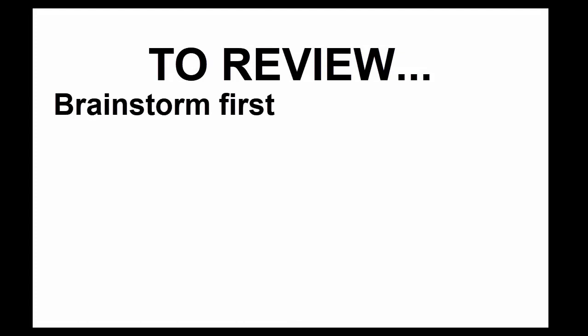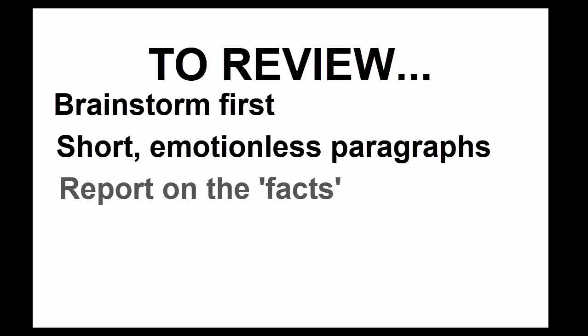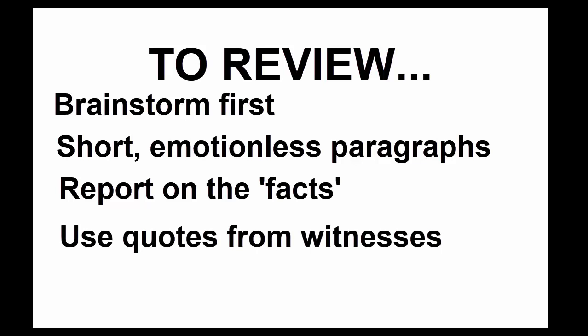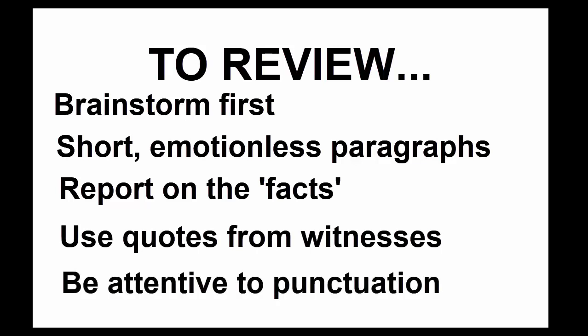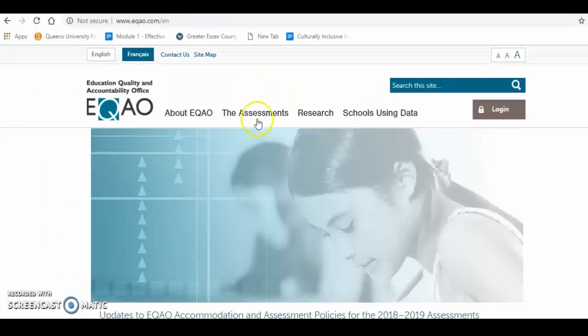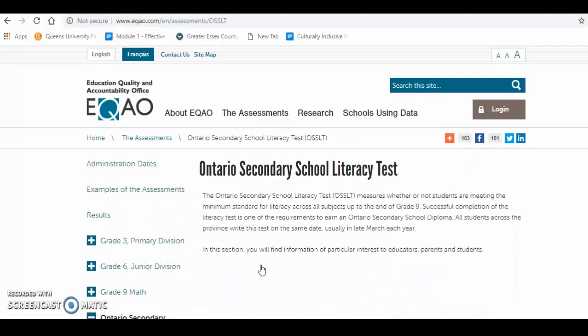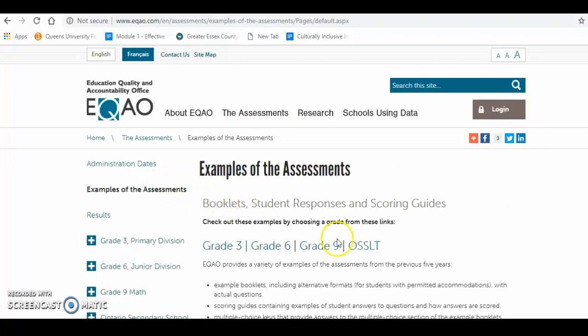Let's review. Brainstorm first, it's time well spent. Write short, emotionless, formal paragraphs that report on the facts of your made-up story. Use quotes from witnesses. Try to use punctuation correctly. If you want to see examples of articles that other students your age have written and what scores they earned, you can always go to eqao.com. If you follow these guidelines, practice writing some articles, and get feedback from the teachers at your school, you'll do just fine on this part of the test.